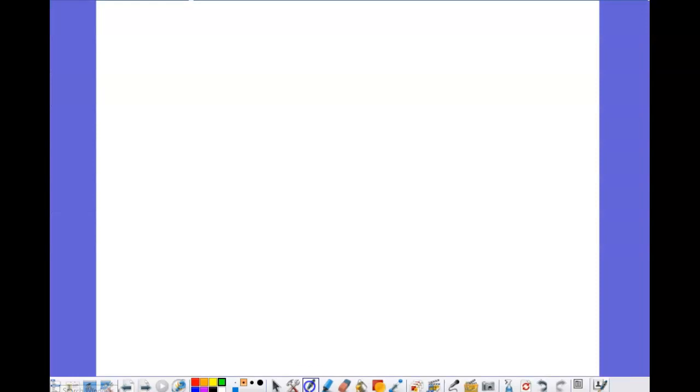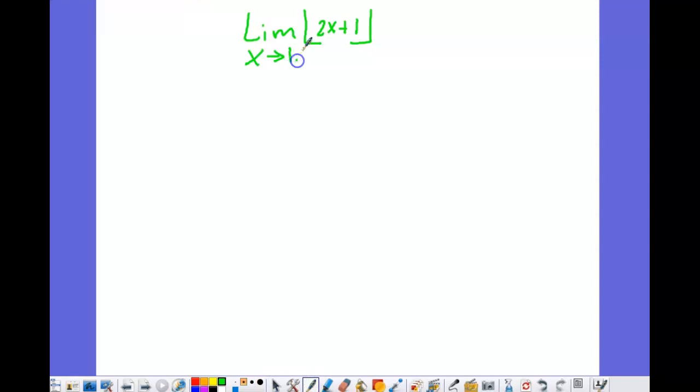But what we're going to do is backtrack to lesson 3.1. So let me make up a problem first of all. I'm going to make up a function here, 2x plus 1. What x value should I be approaching? Let's say I'm coming at 1.5 from the right. And then I also want to do the limit as x approaches 1.5 from the left for the same function.